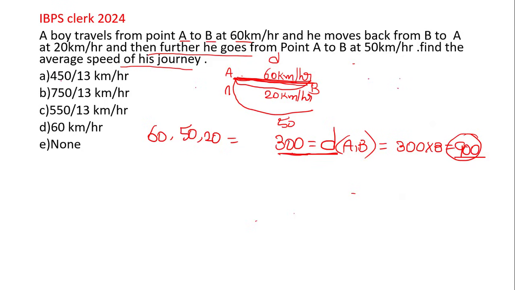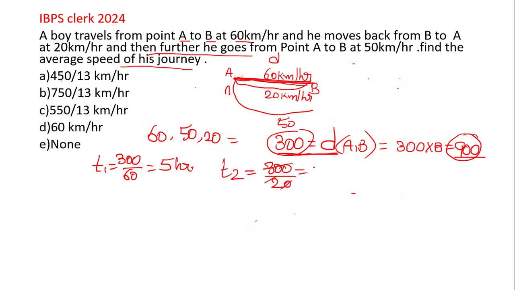Then how can you find the time? So time T1, and what was the first distance? 300. 300 by 60, how much will you get? 5 hours. Then T2, that is 20, right? So 300 by 20, 15 hours. And T3 is 300 by 50. So the 0 cancels, 5 into 6, 6 hours.